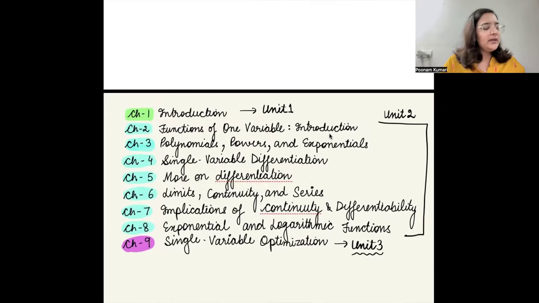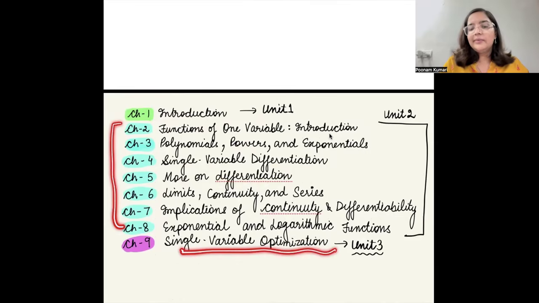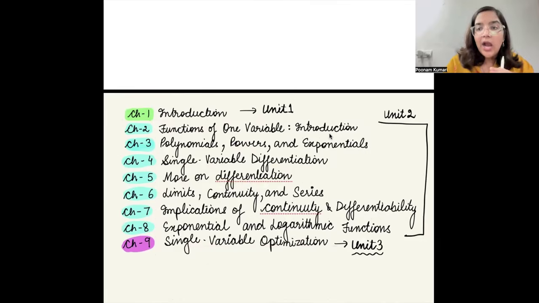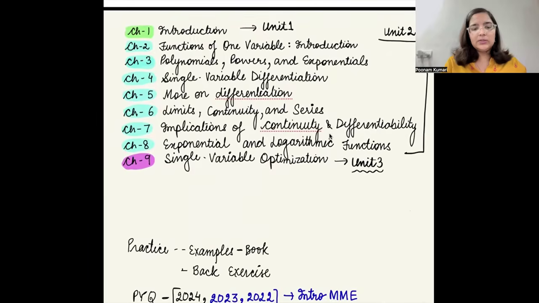And then finally, after understanding all these things, the application of this will be single variable optimization, that is, if you have a function in one variable, how do you optimize it, how do you check what is the maximum value, how do you check what is the minimum value, how do you check whether the function is concave, how do you check whether the function is convex. These kinds of things you will be seeing in chapter number 9, okay. So this will be your syllabus.